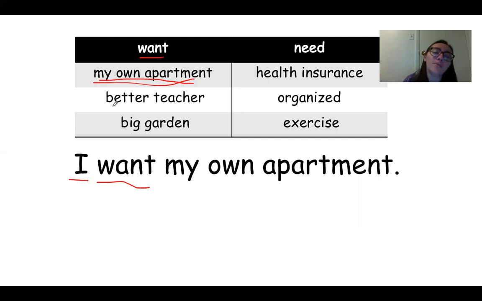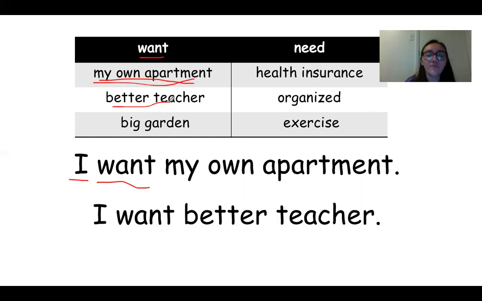Now, the next word, better teacher. I want better teacher. Now, this is where we have to practice using things that we call determiners or prepositions in English. Determiners are words like a, an, and the. Prepositions are to, for, those kinds of things. So, I want better teacher.